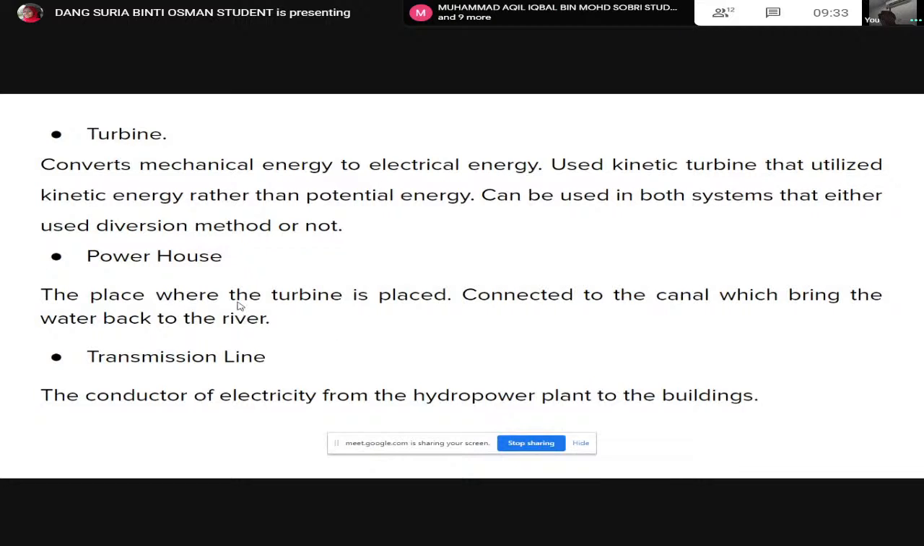So next one is the powerhouse. The powerhouse is where the generation of electricity happens. It is also connected to the canal that I mentioned earlier to bring the water back to the river.